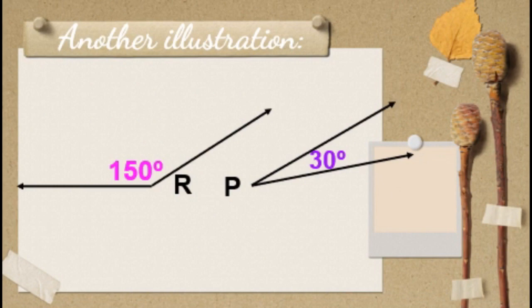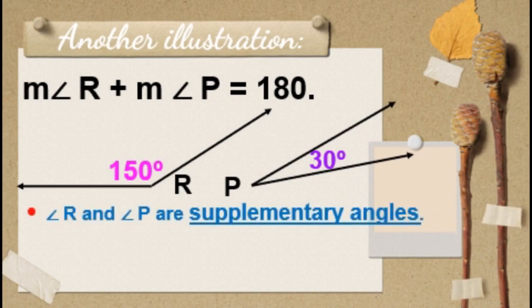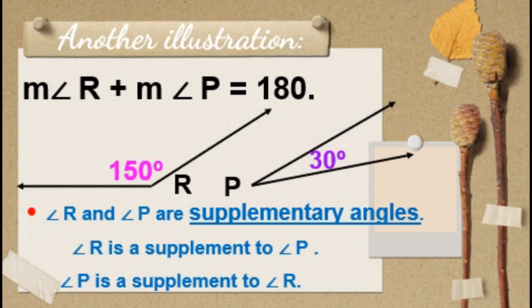Another example. Measure of angle R is 150 degrees plus measure of angle P is 30 degrees. So 150 plus 30 degrees equals 180 degrees. So therefore, angle R and angle P are supplementary angles. Angle R is a supplement to angle P, and angle P is a supplement to angle R.